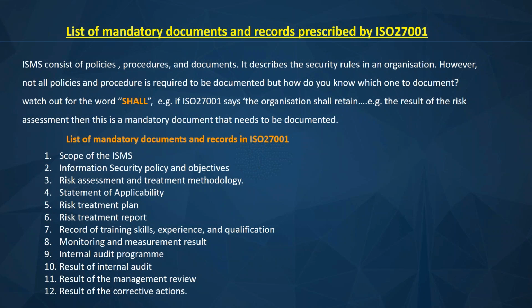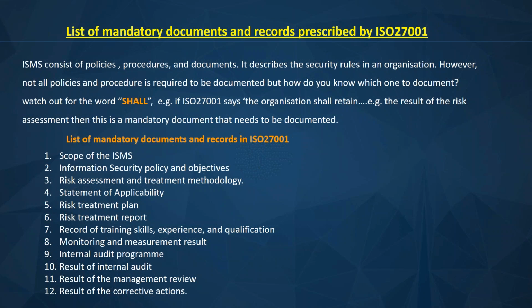Then the result of corrective actions. Maybe when you did your internal audit, you found some gaps. You realized that that policy was not made available. You realized that there wasn't a process in place. So then they put some corrective actions in place and say, okay, these are the corrective actions. These are the things we need to do. So they want to see the result of those corrective actions.